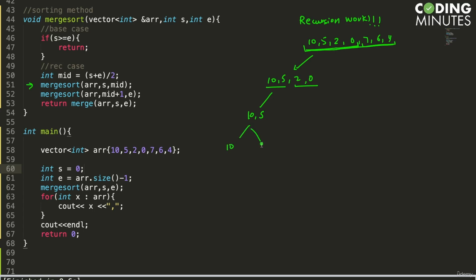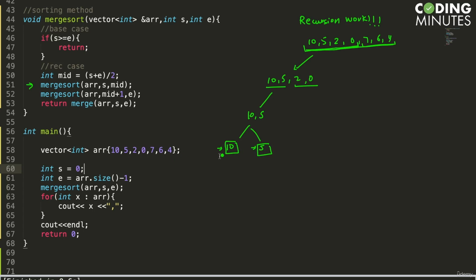We have 10 and we have 5. Now what happens? The start and end are equal, so we are in the base case and we return. So we just return these two elements. When this merge sort is called, we break this into two parts, 10 and 5. We make a merge sort call on this part that hits the base case and returns, and a merge sort call on this part that hits the base case and returns.